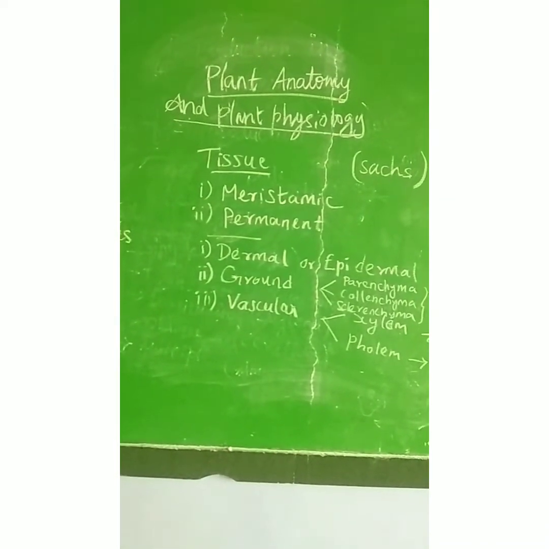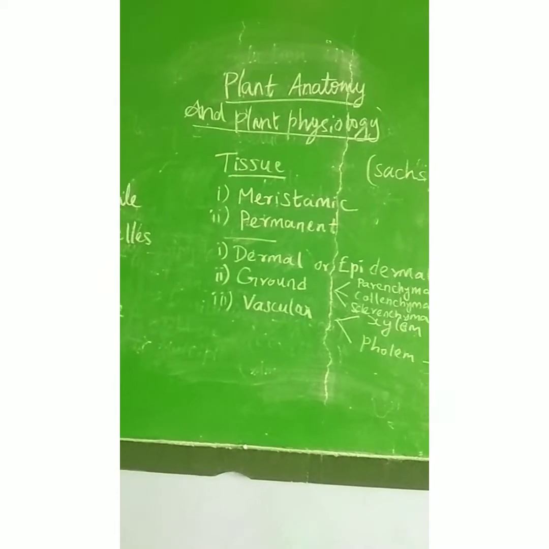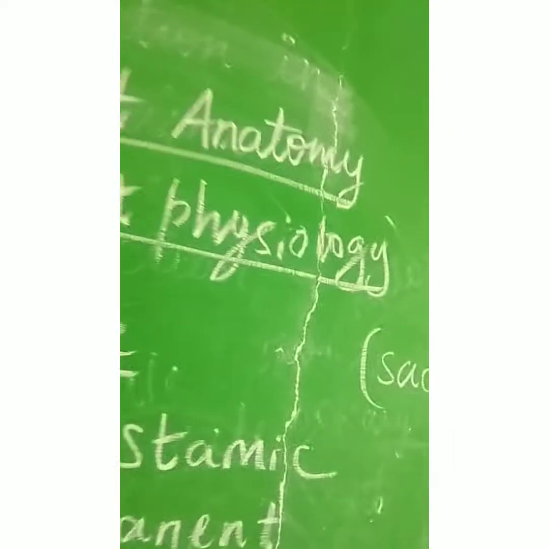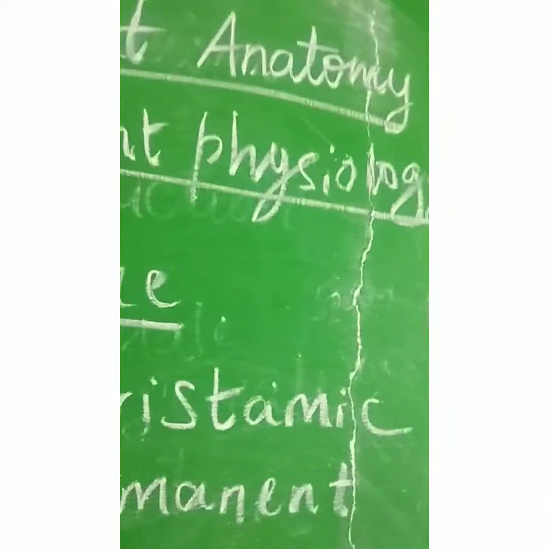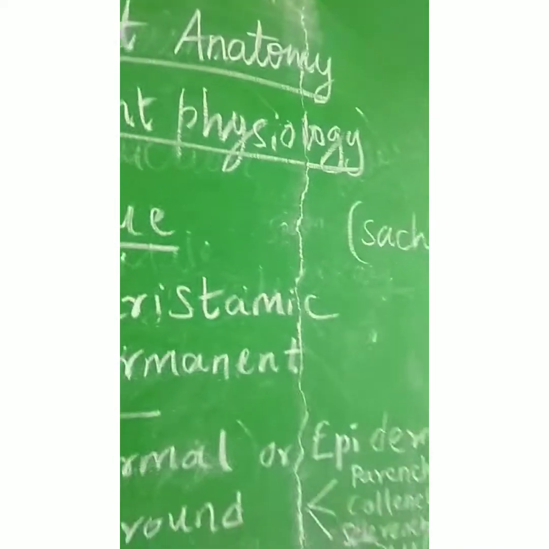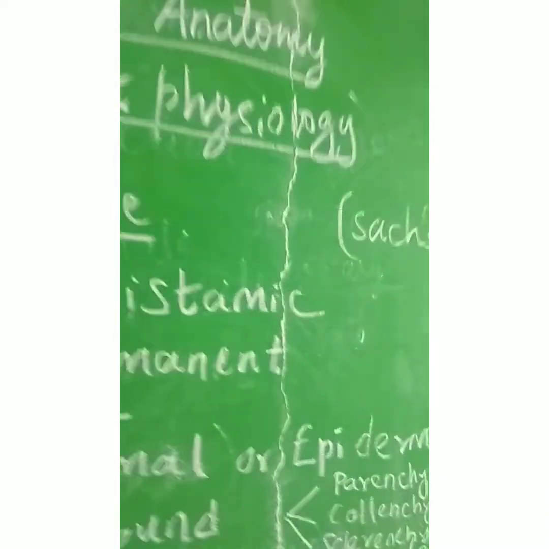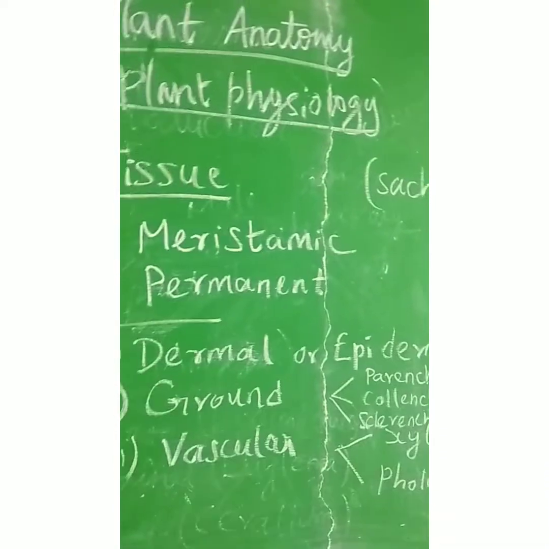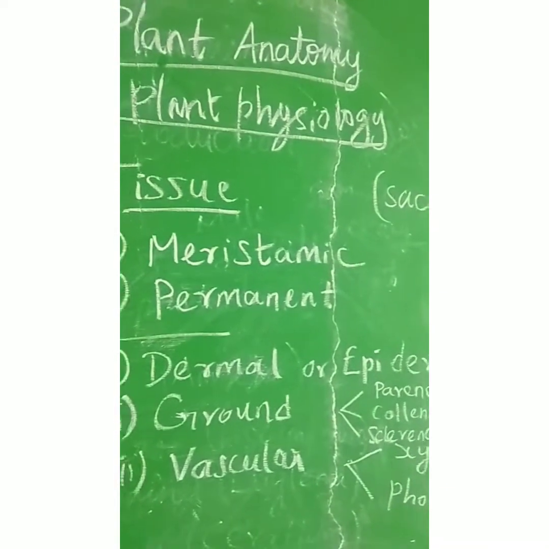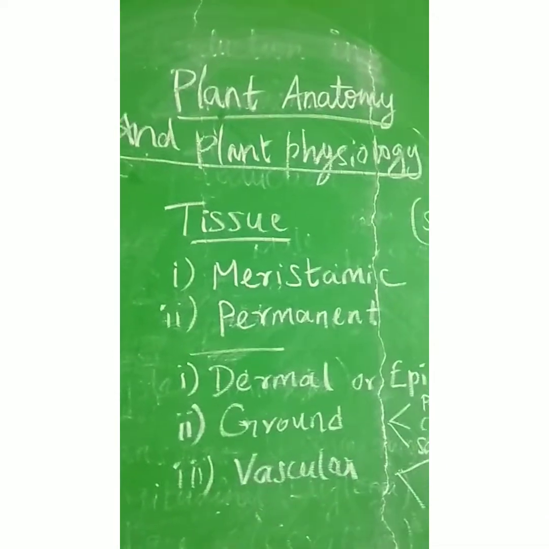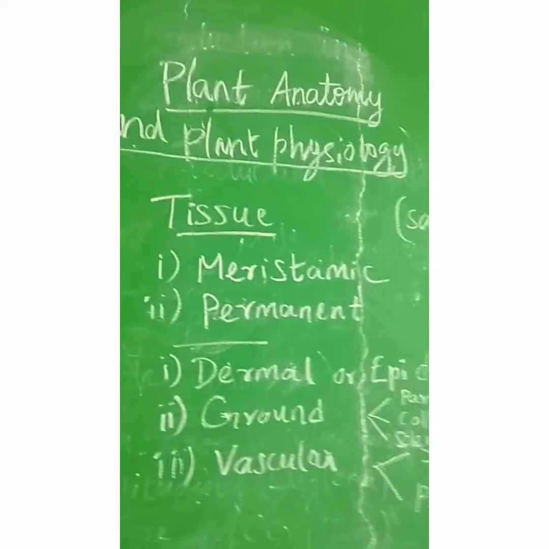Now I am going to take a lesson on plant anatomy and plant physiology. So already you know that plant anatomy means the outer structure of a plant and plant physiology means the process or function of a plant. So in this lesson we want to read about plant anatomy and plant physiology.